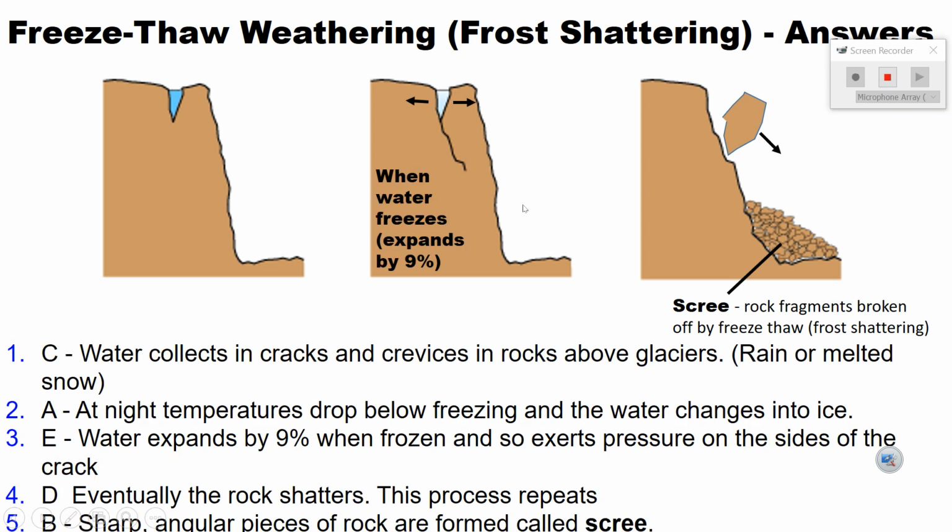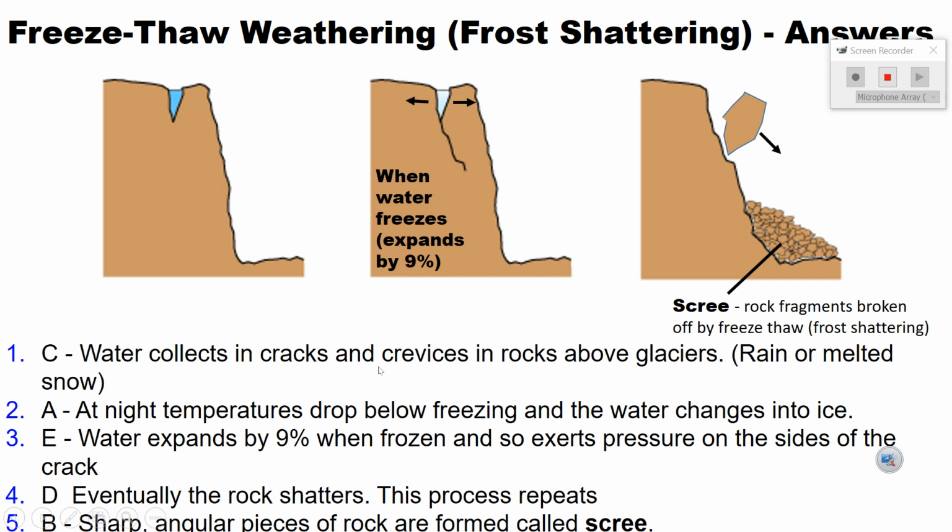So I've got a few bits I've added to the diagram. So remember that the key fact is that when water freezes it expands by 9%. So you can make sure you add that to your diagram. I haven't done that there. And scree at the bottom of cliffs, or even sometimes brought into the glacier from above, is just rock fragments broken up by this freeze-thaw action.